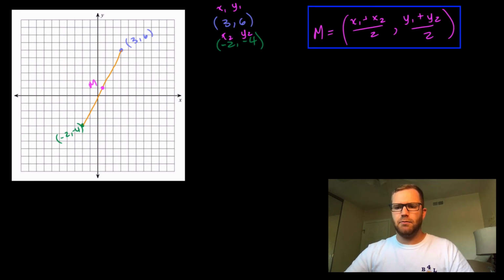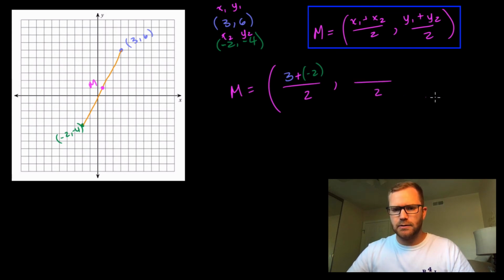So let's see what we would get for our midpoint here. So we have M equals, so we take the sum of our 2 x coordinates. So our x coordinates are 3 plus a -2, and then take the sum of our y coordinates, and we get 6 plus a -4. So this will be the midpoint.